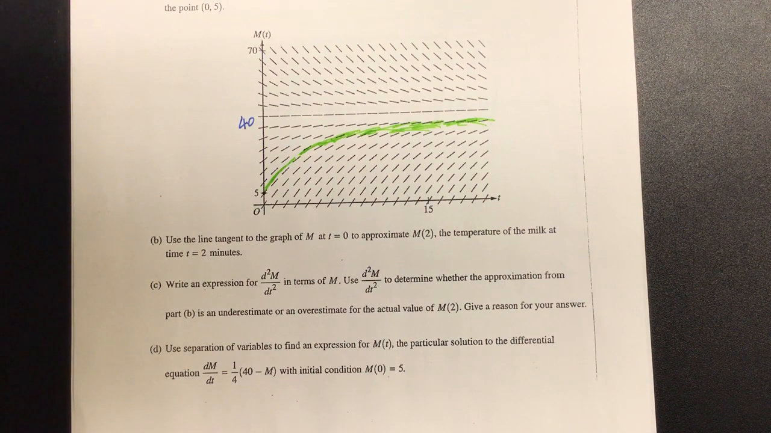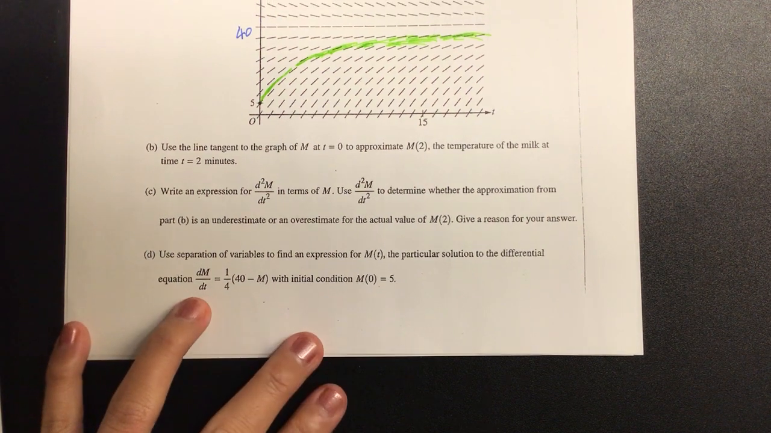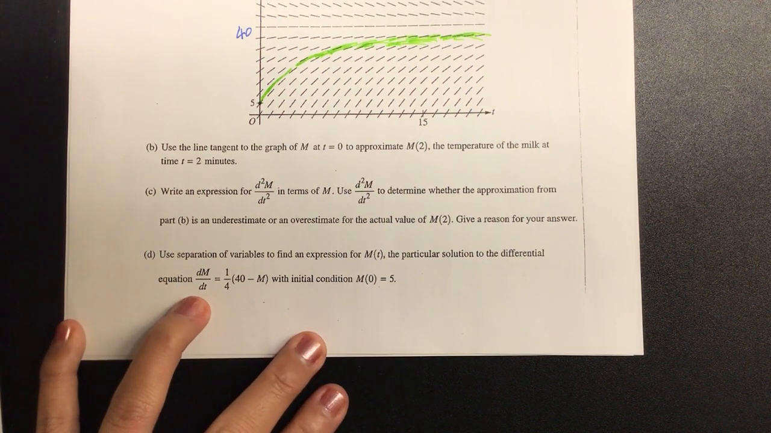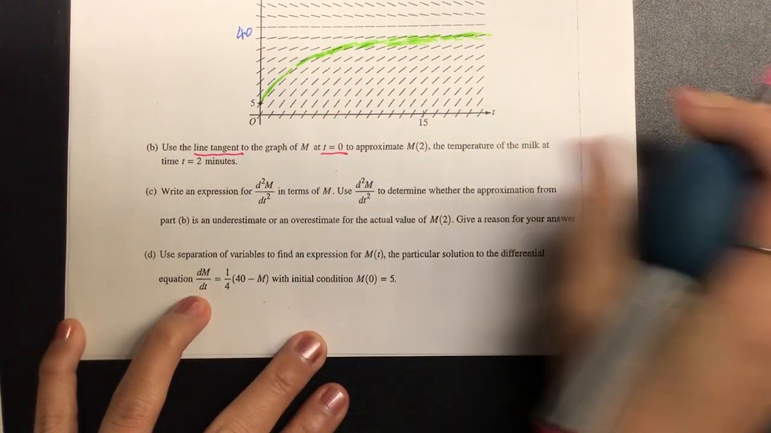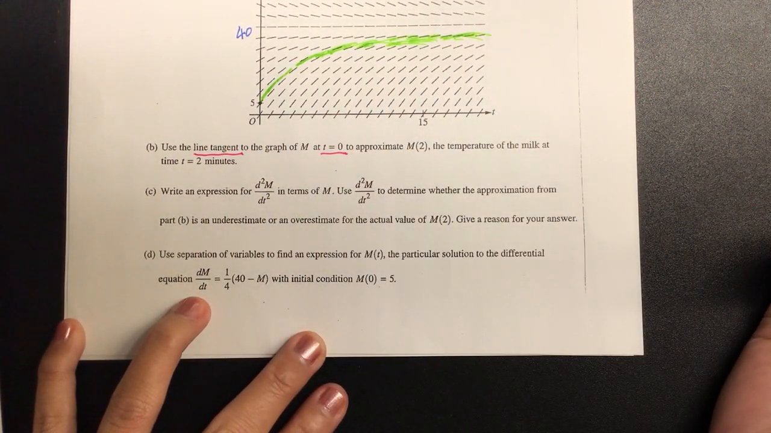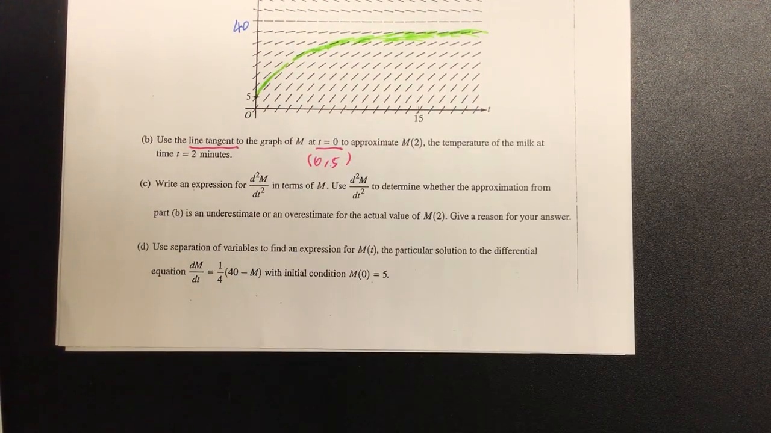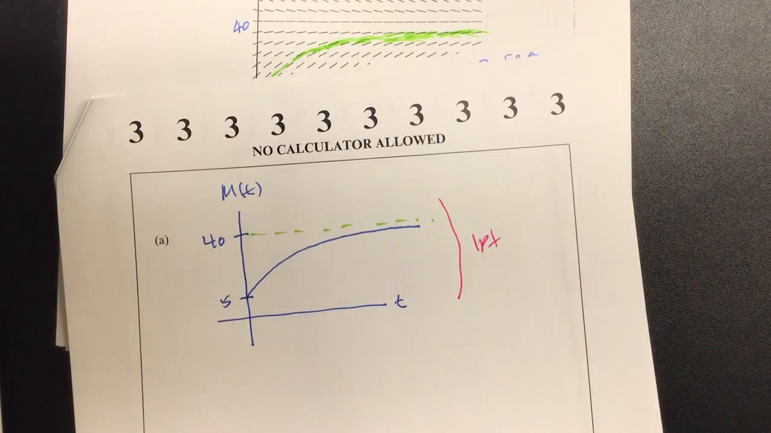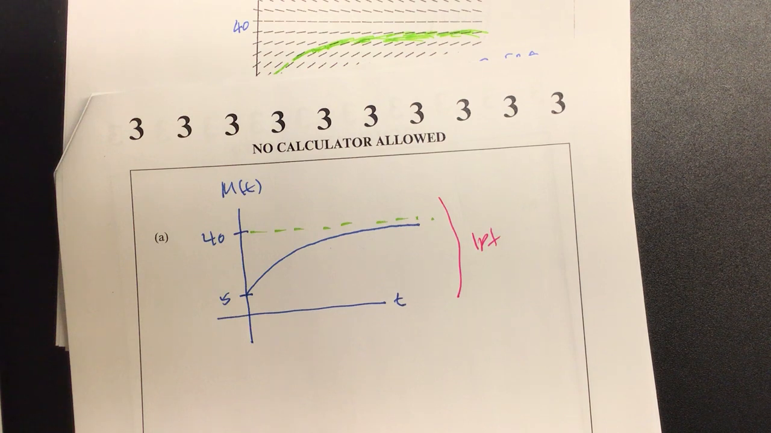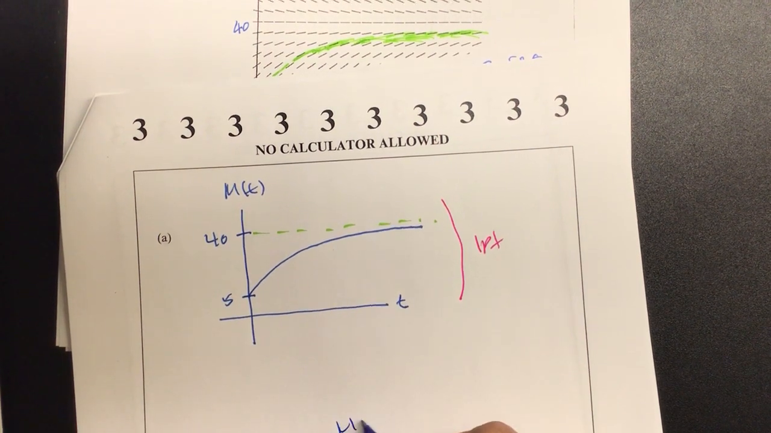Use the line tangent to the graph of m at t equals 0 to obtain m of 2, the temperature of milk at time t equals 2. So I need a tangent line through t equals 0. Now at t equals 0, do I already know the y value? Yeah, they gave us 0, 5. So let's actually solve for it. Let's write out the equation somewhere up here. Maybe it'll be helpful. We have dm over dt is equal to 1 over 4 times 40 minus m.